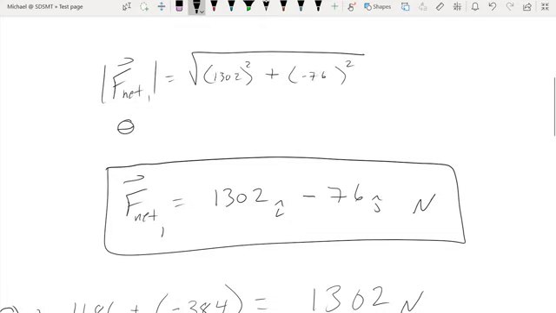1302, negative 76. Now, anytime you square something, you're going to lose the sign notation. So any magnitude should be positive. And I just want to double check my calculations here. We have 1302 squared plus 76 squared. Square root of that comes out to be 1304 newtons.